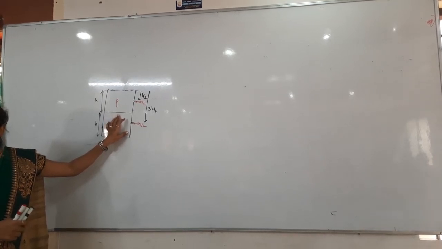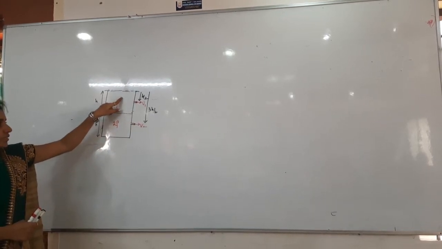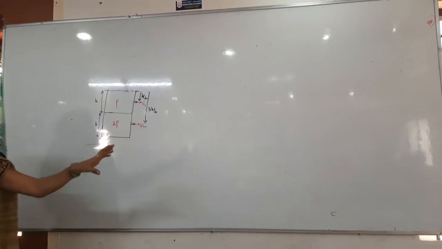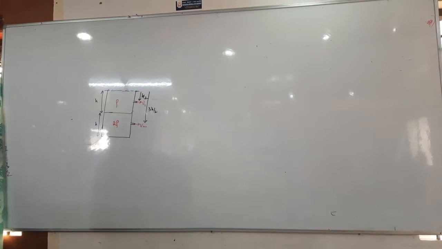You should not take Bernoulli's principle between the topmost point and this point. Why? Because here this density is different. Till now whatever we have discussed was about a single liquid only, but this is a double liquid here. Root 2GH you got. Okay.